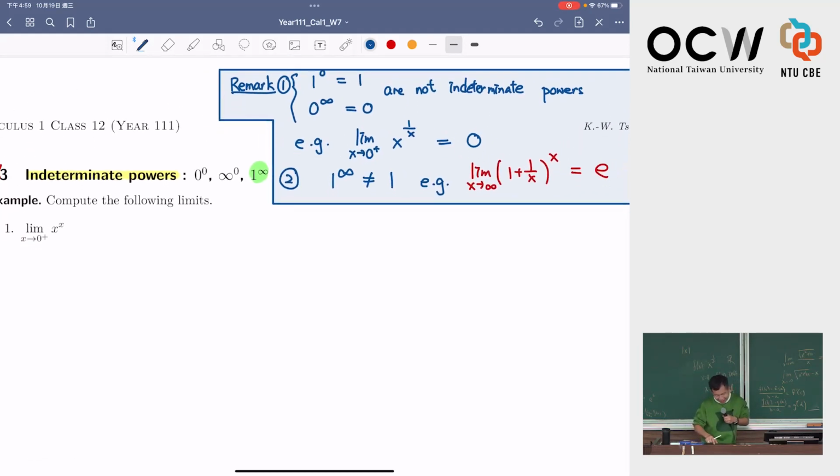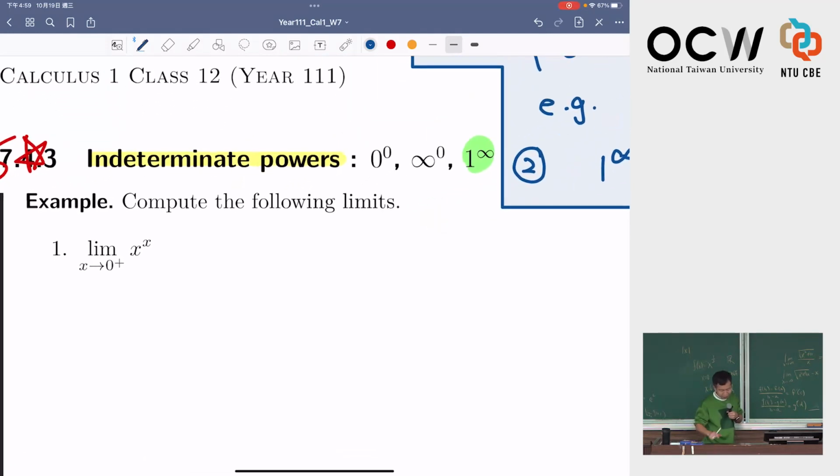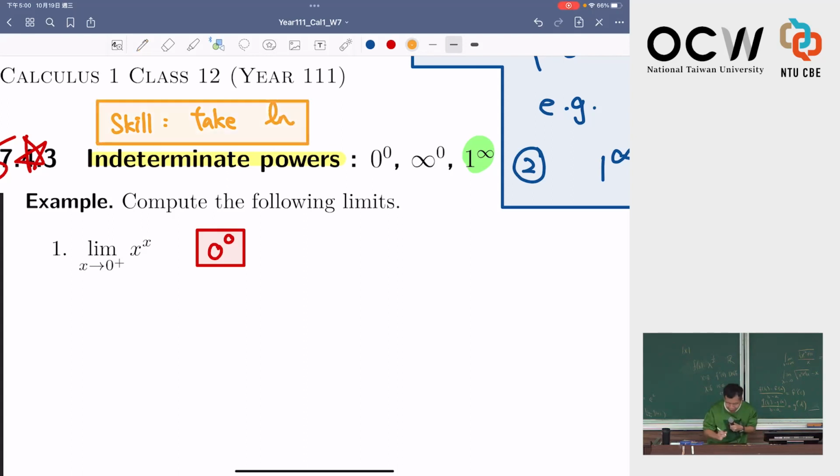Okay, let us deal with an example. The limit as x goes to 0 plus of x to the x. So this is of the first indeterminate form, that is 0 to the 0 form. And the way to deal with indeterminate powers, let me put down the skill here. The skill is to take logarithm. That is always the trick that we use in this course wherever we handle exponents that are complicated.